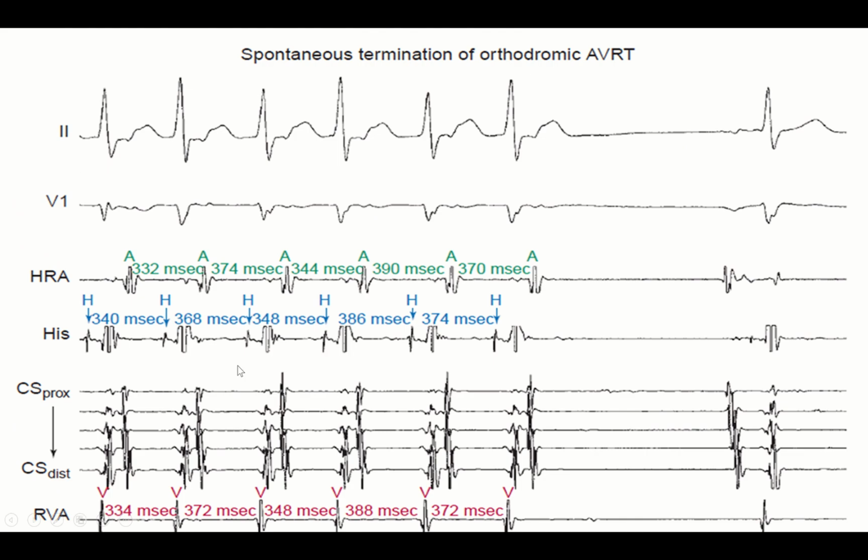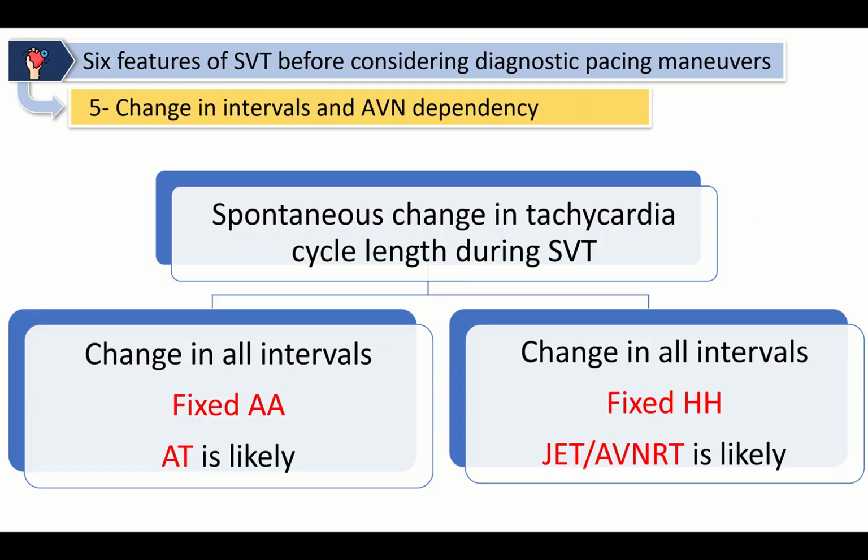This is an example of an orthodromic accessory pathway with sudden termination of AVRT. How do we know? It terminates in an A, so atrial tachycardia is impossible. What else? The HH interval change precedes the AA interval. Finally, the VA time is fixed. So I am dealing with accessory pathway mediated tachycardia, and atrial tachycardia is impossible.